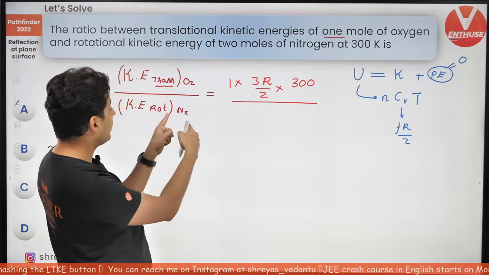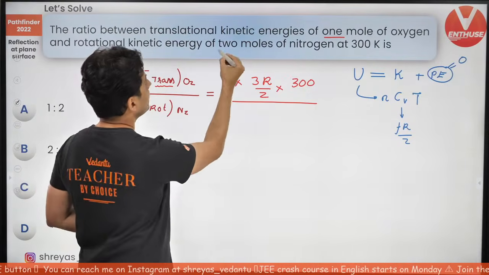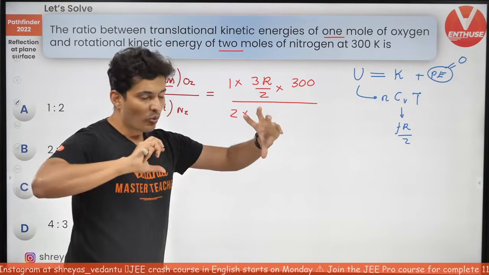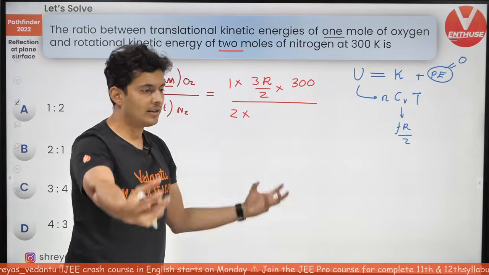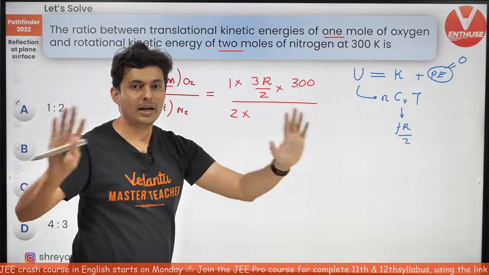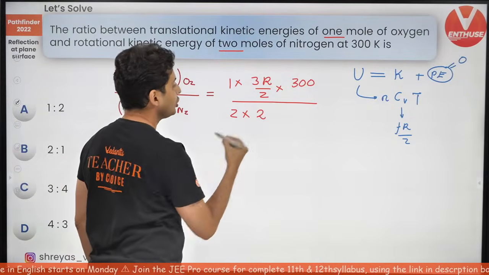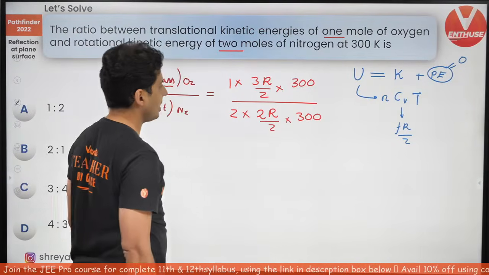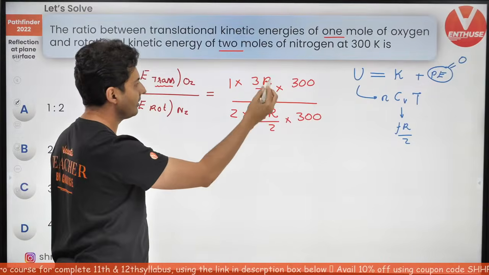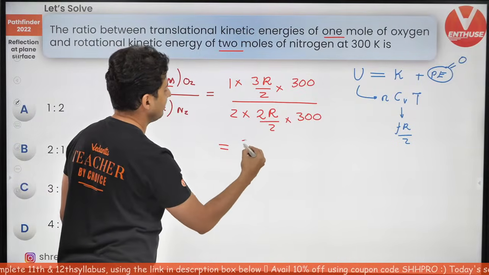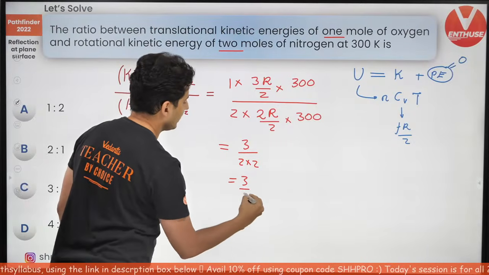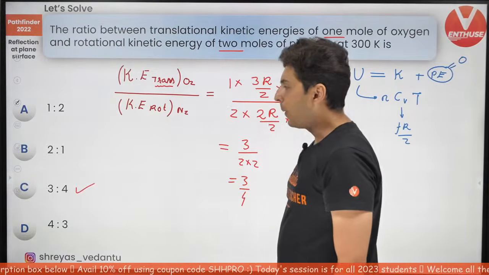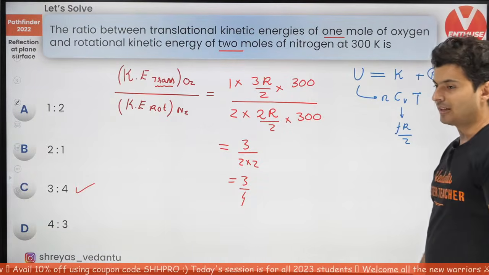Similarly, when you write kinetic energy for nitrogen, the number of moles is 2, so 2 will come as it is, n. For f, it is diatomic: one will be like this kind of a degree of freedom, the other like that. The third degree of freedom for rotation will not come, so it only has 2 rotational degrees of freedom. So 2R by 2 into 300 again. You can see so many numbers get cancelled: 300, 300, 2, R. I'm just left with 3 divided by 2 into 2, which is 3 divided by 4. Is it there somewhere? Yes, it is. Option C, my warriors. Perfecto. Option C is correct.